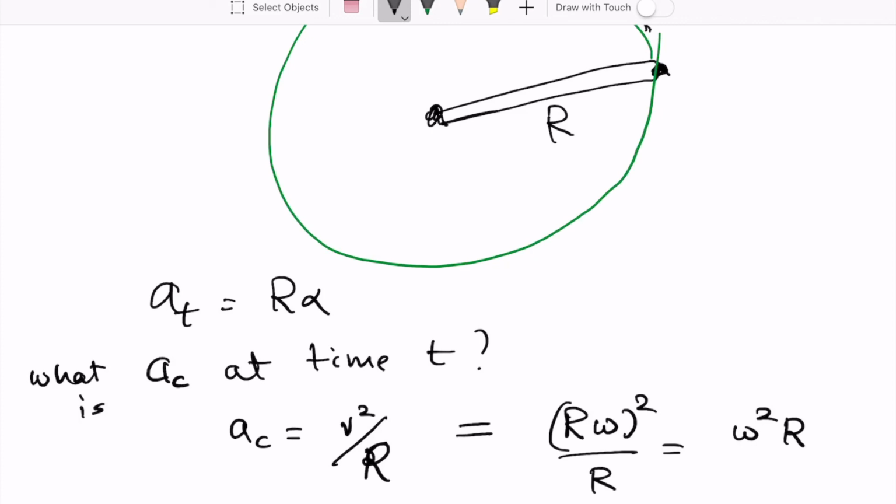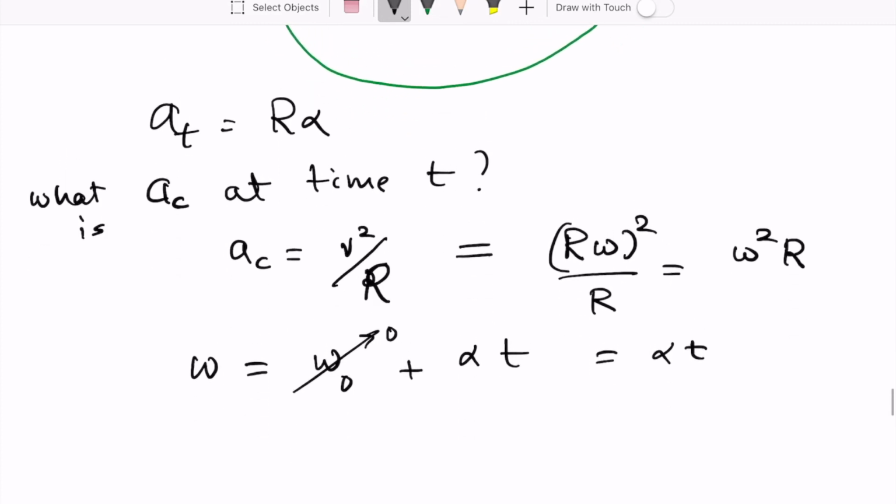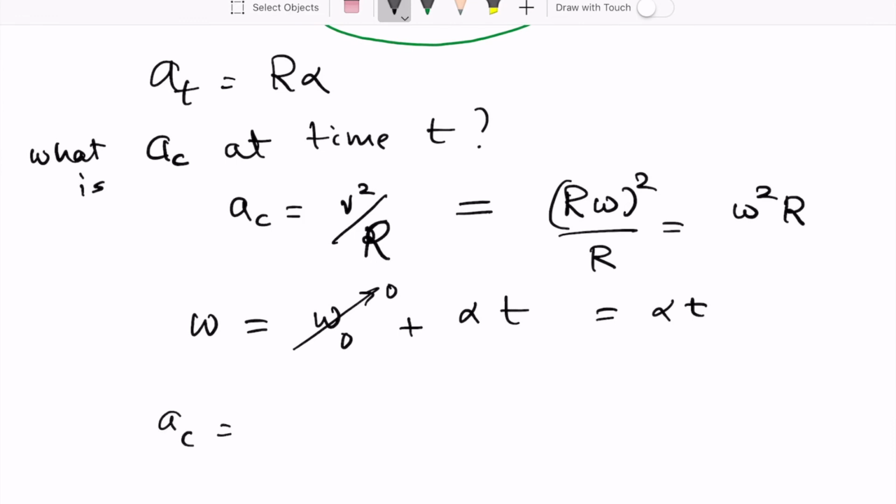So I need to know what the omega is at time t, right? So I can use a kinematic equation for that. I know that the initial omega was 0. The angular acceleration is alpha. So what is the final omega? Omega final is equal to omega initial, which is 0, plus alpha times t. So it's just going to be alpha multiplied by t, right? That's my omega final at time t. So I can plug that in to get AC. So AC is going to be alpha squared t squared multiplied by r.